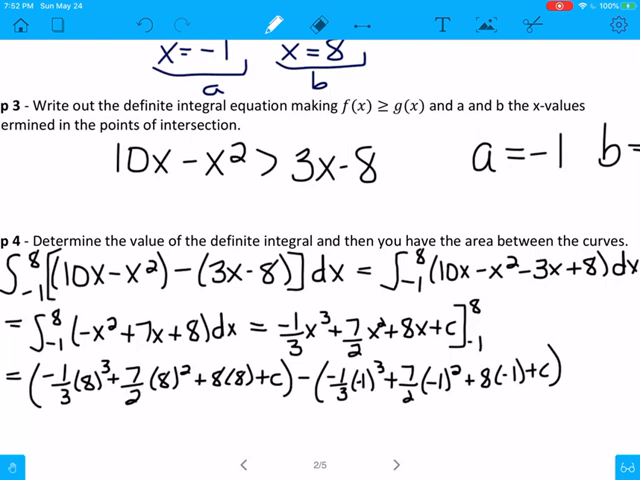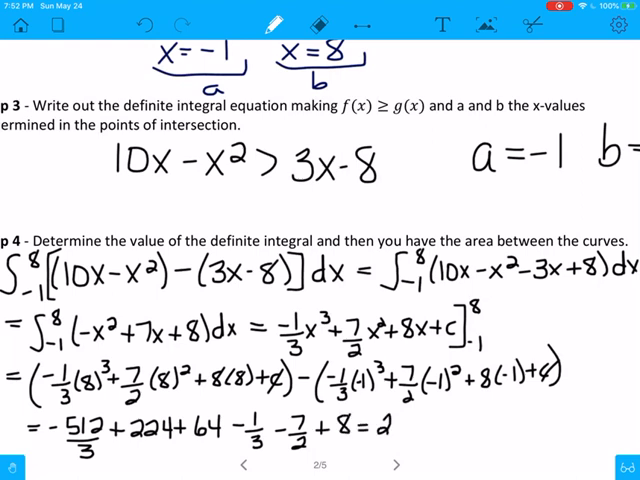And so we're going to get -512/3 plus 224 plus 64, c's cancel, minus 1/3 minus 7/2 plus 8, which gets me 243 divided by 2, or 121.5 square units.